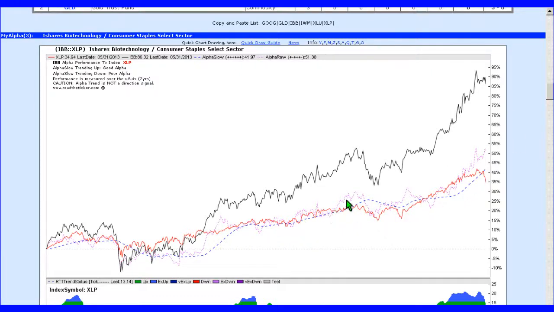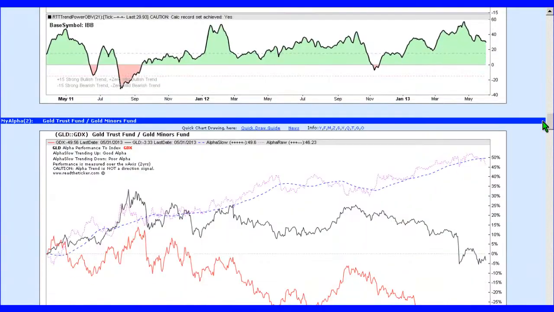XLP staples. Now the dotted pink line, that is actually the pair working. That's the ratio symbol, and the larger dotted line is basically, I think, a 21 moving average. So the price action you're interested in is the pink line. You want that to rise in a situation where you go long biotechnology and short staples.